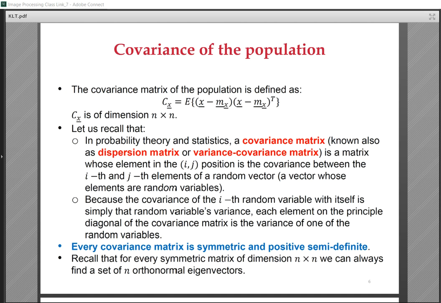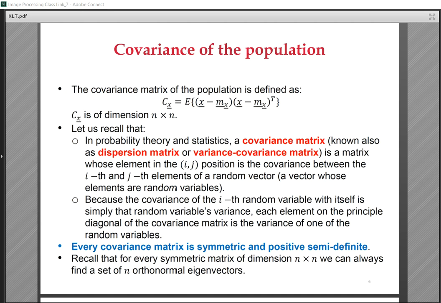Let's take a look. In probability theory and statistics, a covariance matrix, also known as a dispersion matrix or variance-covariance matrix, is a matrix whose element in the ij position is the covariance between the i's and j's elements of a random vector.